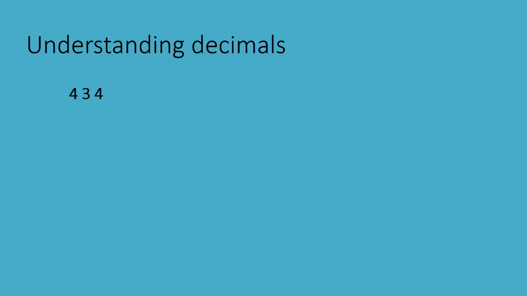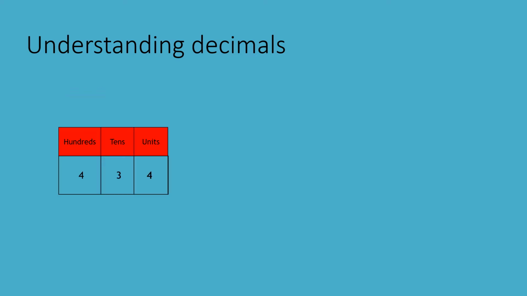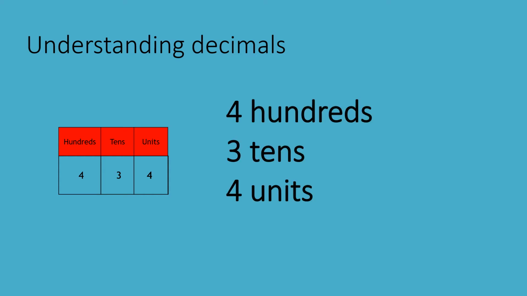Okay, let's move on to decimals. Before we do that, let's quickly revise place value. So we have the number 434. It has 4 units, 3 tens or 30, and 4 hundreds or 400. We know this just by looking at the number in each column.